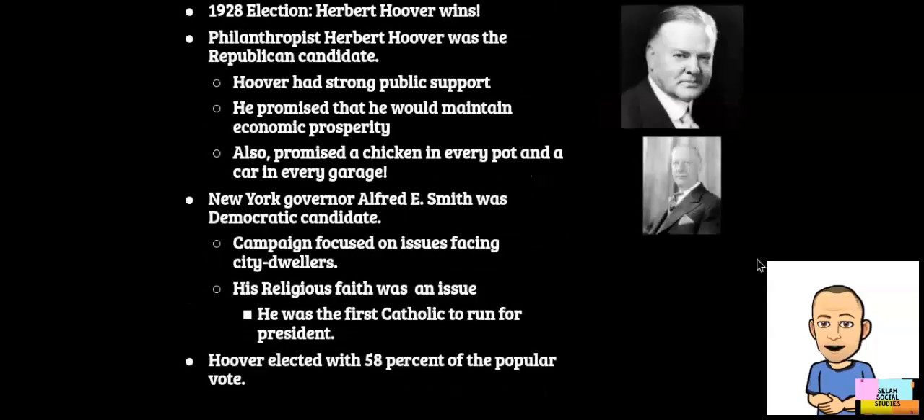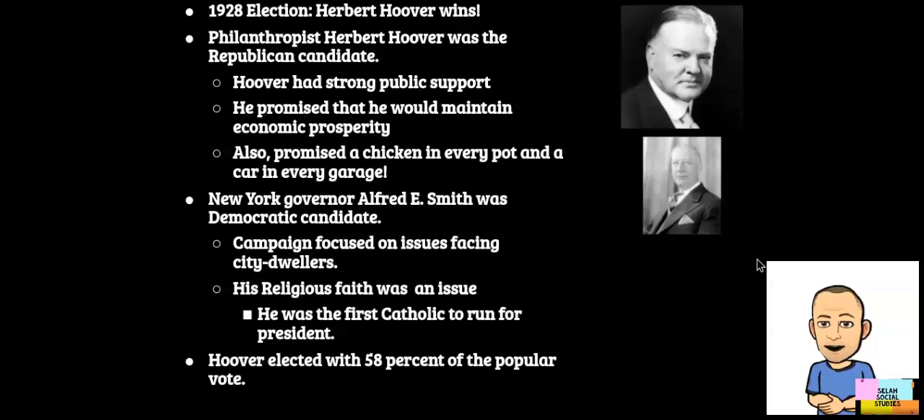So, what happens at the end of the 1920s? Everything seemed to be going so good. At the end of the 1920s, there was another presidential election, the election of 1928, and Americans rode this Republican train, electing businessman and philanthropist Herbert Hoover into the presidency. Americans strongly supported Hoover and hoped that he would help keep the good times moving. And Hoover promised that he would keep economic prosperity and promised Americans a chicken in every pot and a car in every garage.